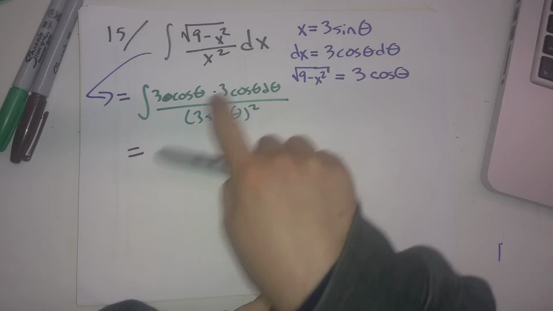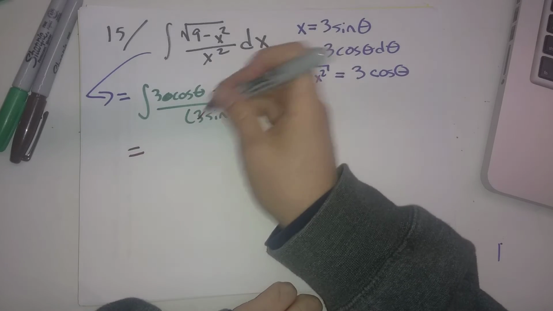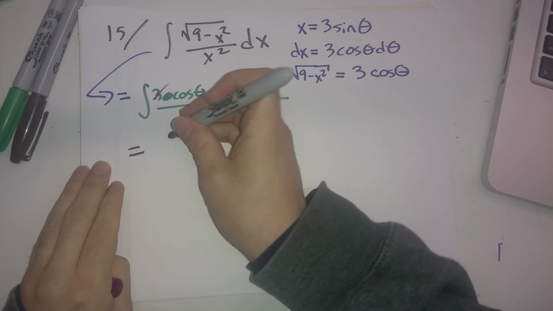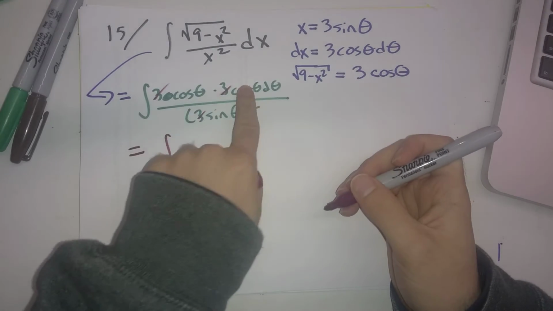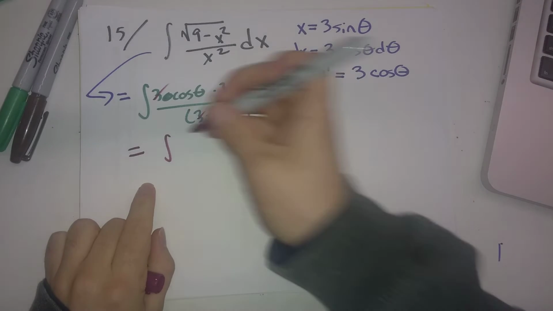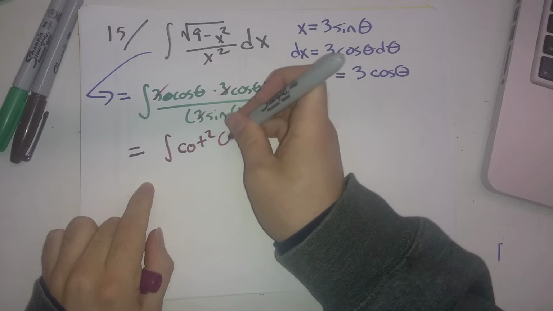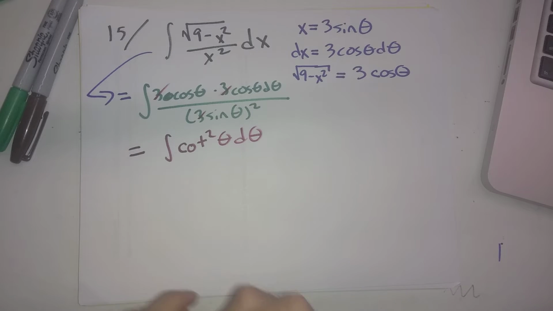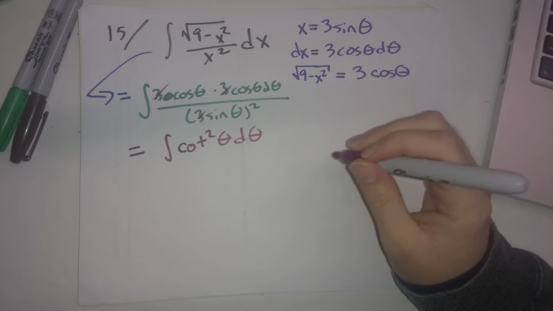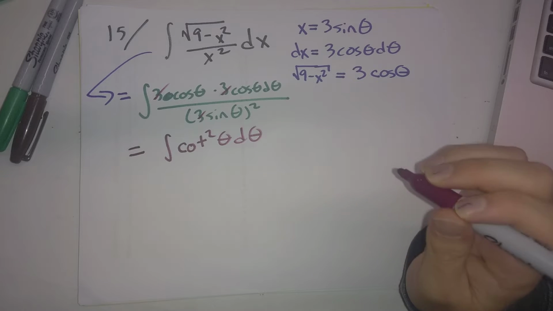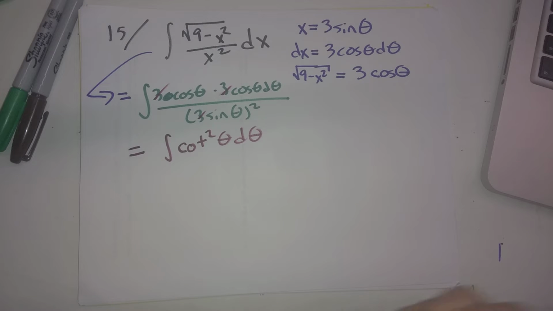3 times 3 upstairs, 3 squared downstairs, those all cancel. And we have cosine squared divided by sine squared. That is actually going to be cotangent squared theta. So the antiderivative of cotangent squared is one that we should know off the top of our heads. Sorry, actually, it's not one that we should know off the top of our heads. We should know the antiderivative of cosecant squared off the top of our heads.